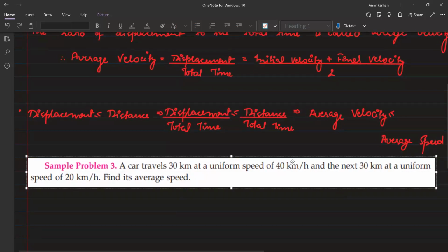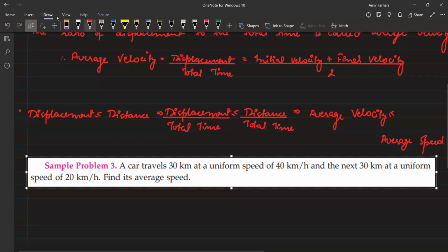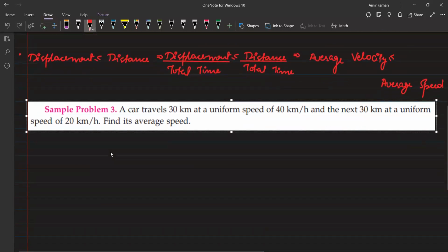Okay, so this is the question. The question is saying that a car is traveling at a speed of 30 kilometer per hour. The car travels 30 kilometer at a uniform speed. It means that the car is moving with this speed, there is no change in the speed for this distance. Got it, everybody?